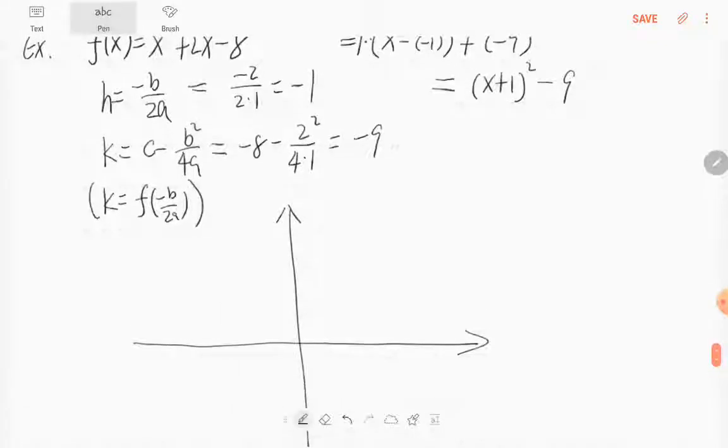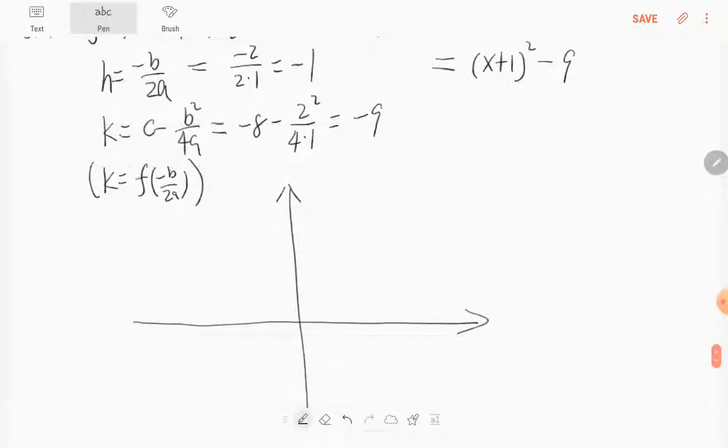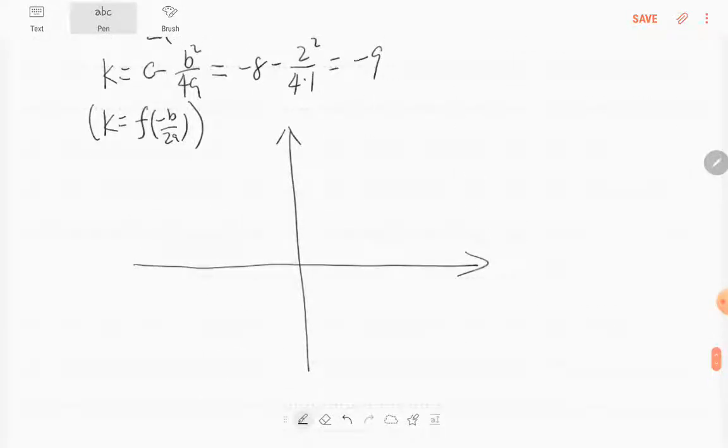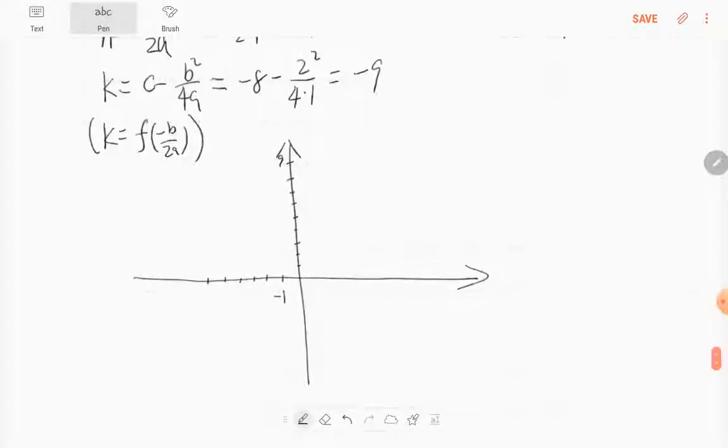So first let's locate the vertex. Vertex is negative 1 and 9. 9 is 1, 2, 3, 4, 5, 6, 7, 8, 9. So this is 9. 1, 2, 3, 4, 5, 6. So here is negative 1. Right? So the vertex would be this point.